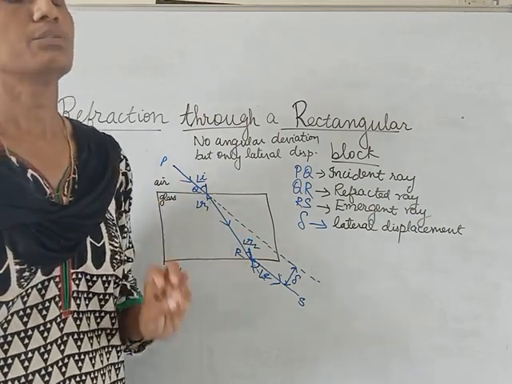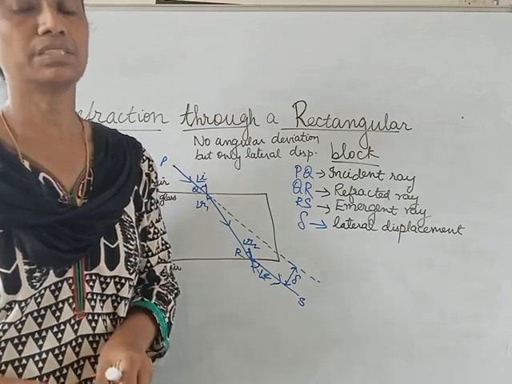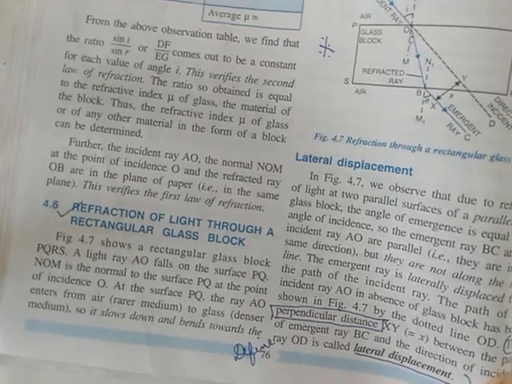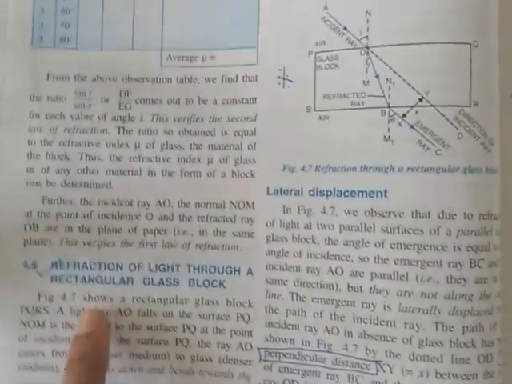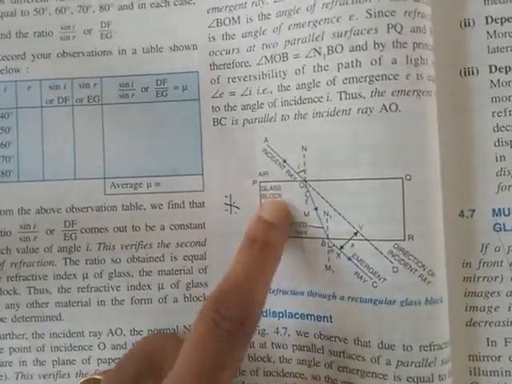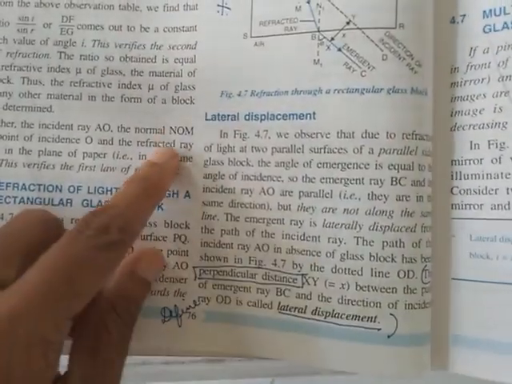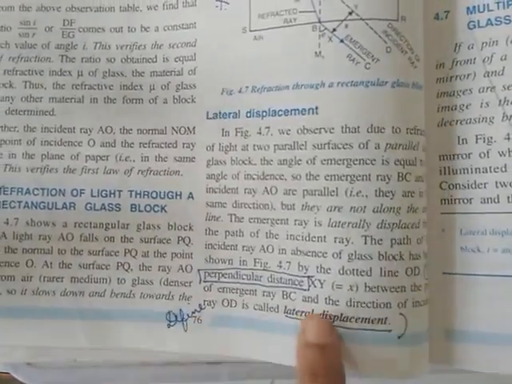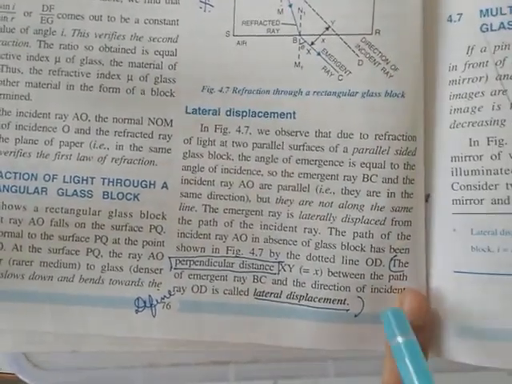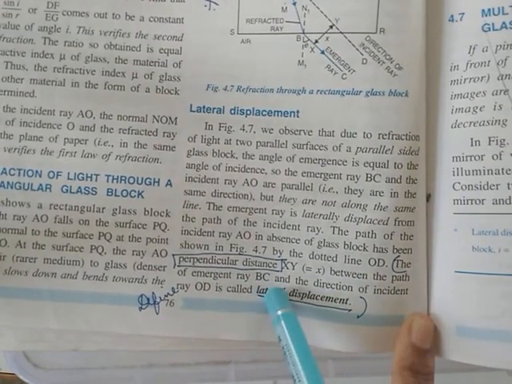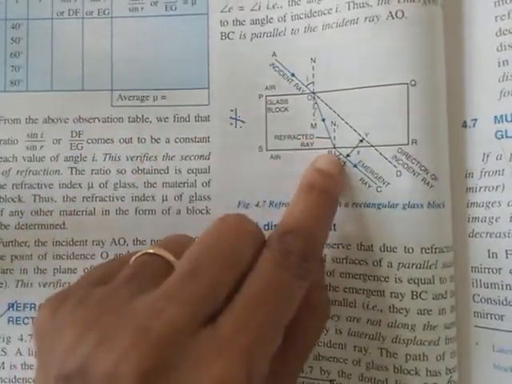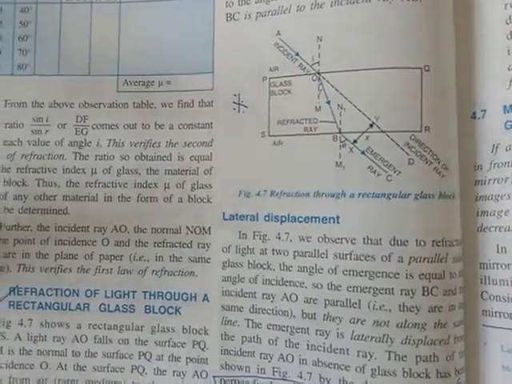Now let's open the book and see what we have to study from the book. Please turn to page number 76. This is the topic we saw, refraction of light through a rectangular glass block. As I told you, the diagram is very important. You can put an important mark here, and you can go through the explanation, and here comes the definition of lateral displacement. You can write, define lateral displacement, and the answer will be the perpendicular distance between the path of emergent ray and the direction of incident ray is called lateral displacement.